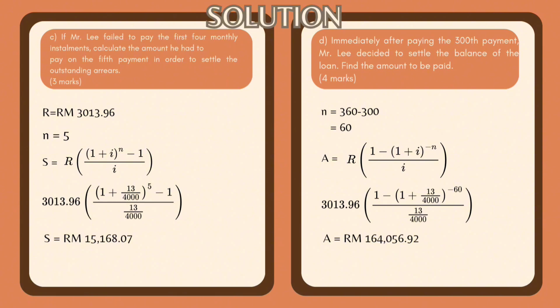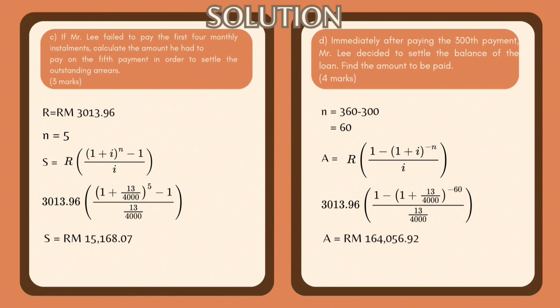And N is equals to 5 because the question said on the 5th payment. And also, we need to use the interest rate per period that we used in the second question. Remember, not the first, but the second question. Now, we can substitute all the information that we found into the future value formula. And the answer that we will get is 15,168 ringgit and 7 cents.